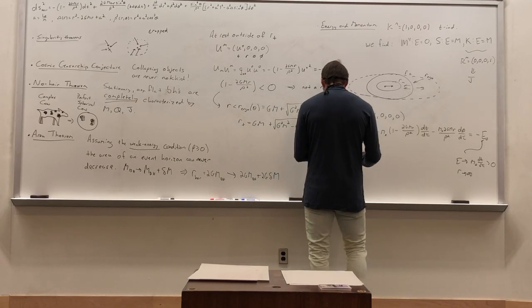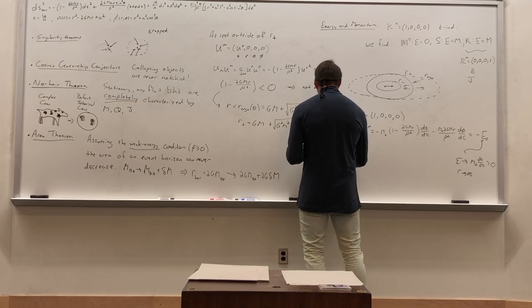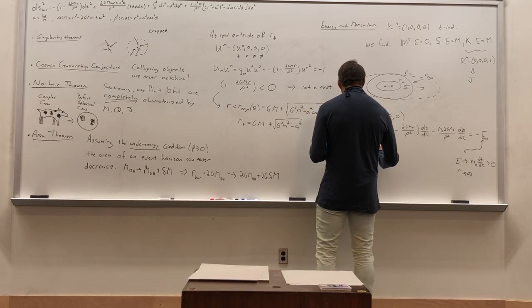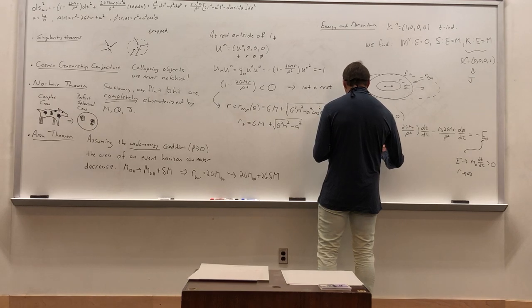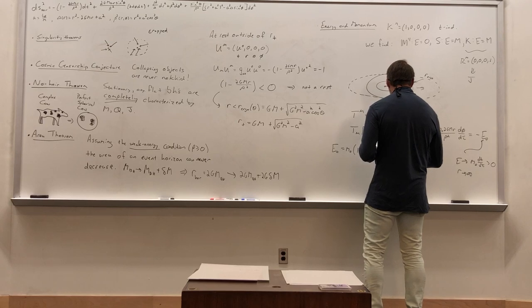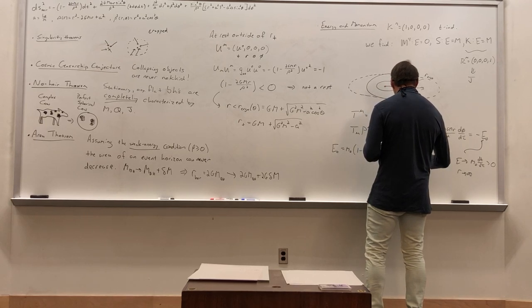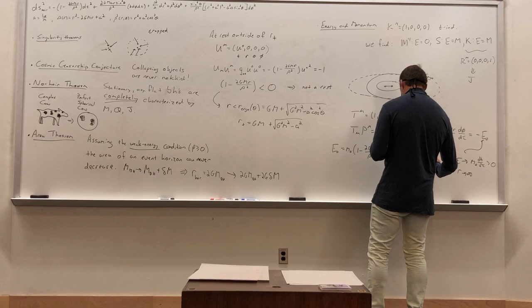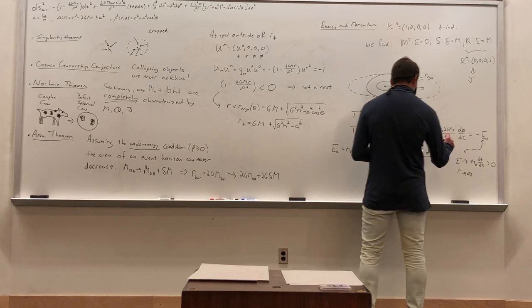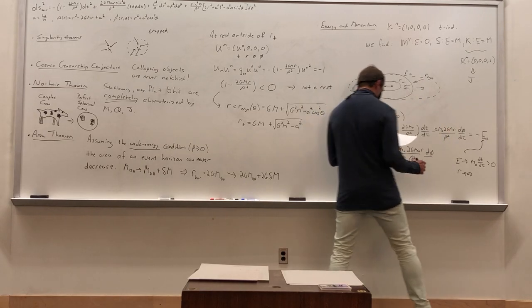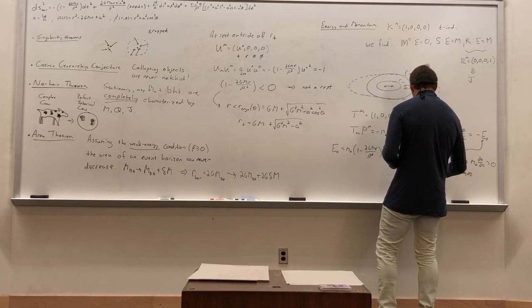Now, this means that E₀ is m₀ (1 minus 2GMr over rho squared) dt/dτ plus m₀ 2GMar over rho squared dφ/dτ. Oh, sorry, I missed a factor of a in here. There should be a factor of a in here, dφ/dτ. Okay?